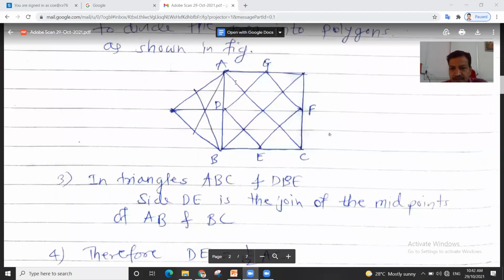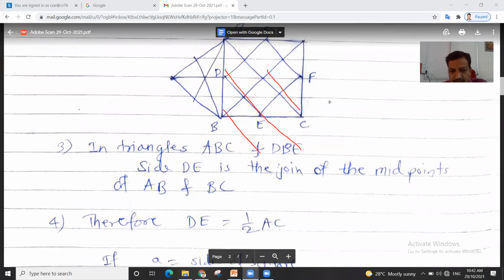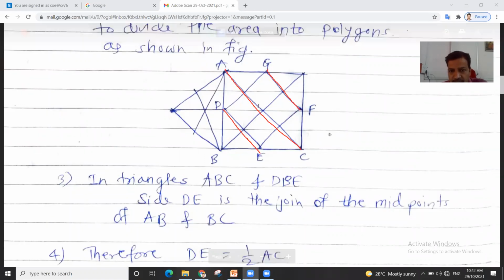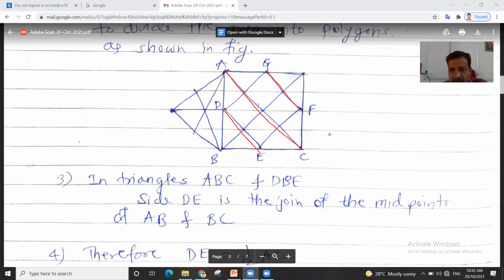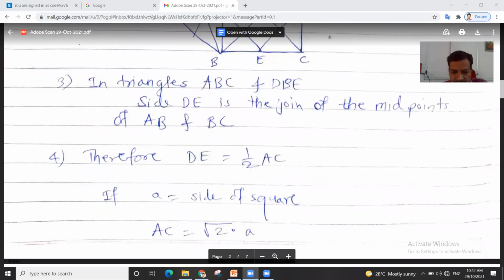So this AC line is half, that is DE and GF. Half of this AC, 1 by 2 AC, that is DE and GF. So after joining the midpoints D and E, D to E, these are the similar triangles. Then you get DE is equal to 1 by 2 AC.